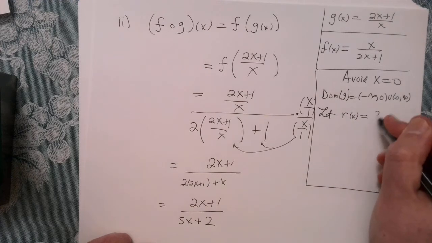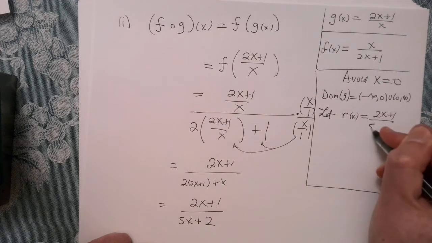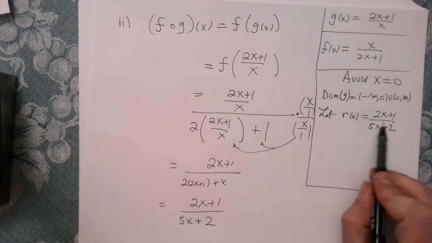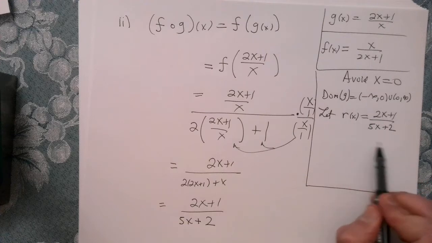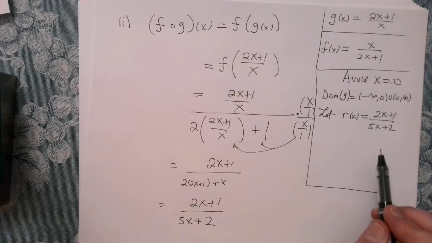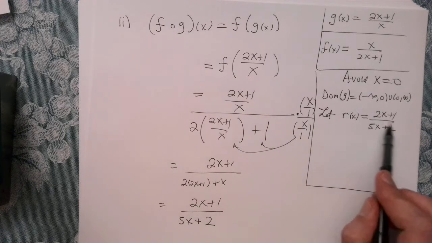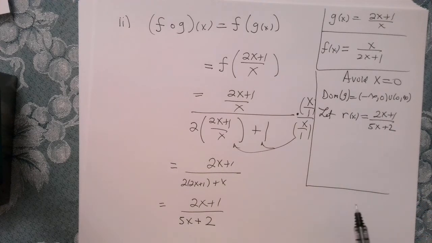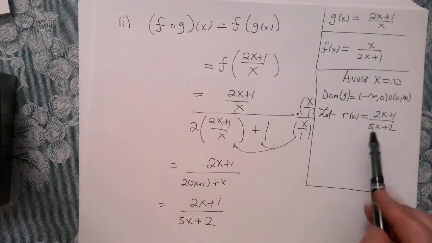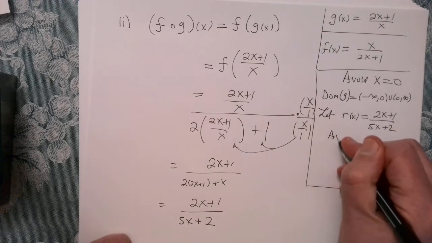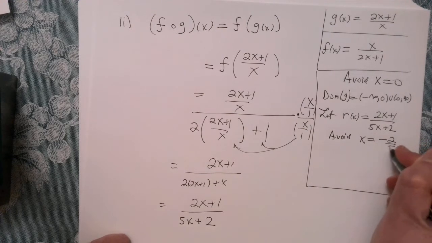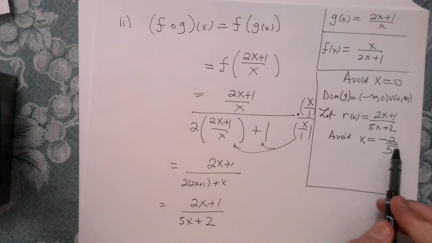So let R of x equal (2x plus 1) over (5x plus 2). Are there any choices of x that would make this function undefined? Well, if you set the denominator equal to 0 and solve it algebraically, you'll see that if x is minus 2/5, that will be undefined. So we want to avoid that. So avoid x equals minus 2/5, again, because it makes the denominator undefined.